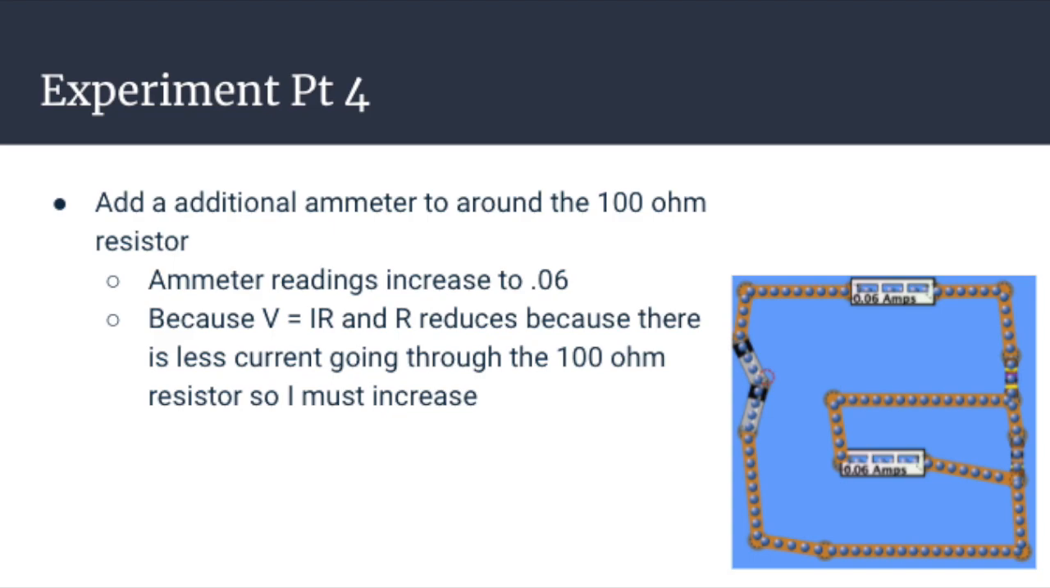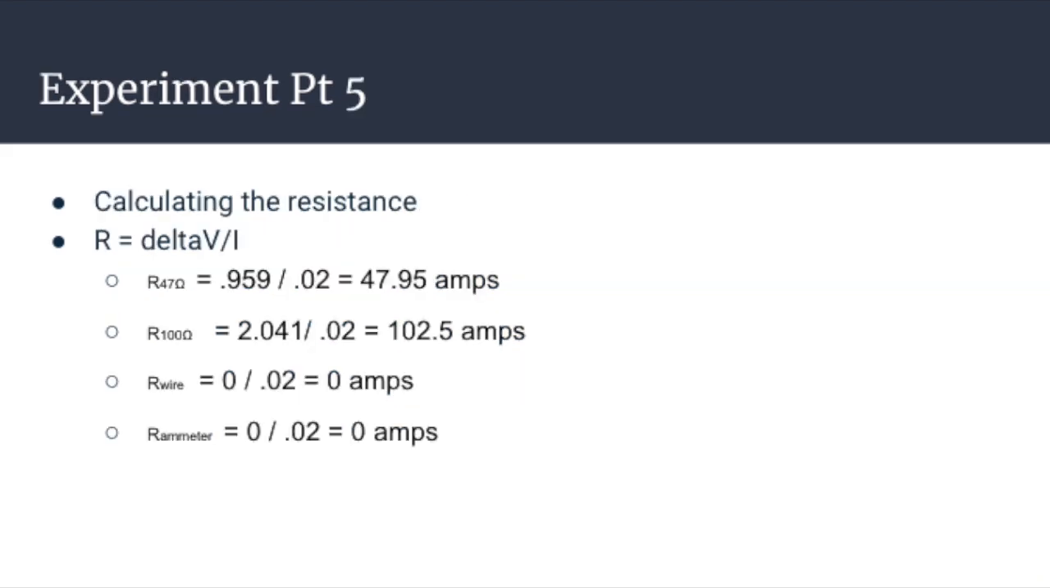With all the information we have, we can calculate the resistance of the elements using Ohm's law, R equals delta V divided by I. This produced a resistance of 47.95 and 102.5 for the resistors and 0 for the wire and ammeter, which makes sense. These values are almost exactly what we set them up for in the resistors.